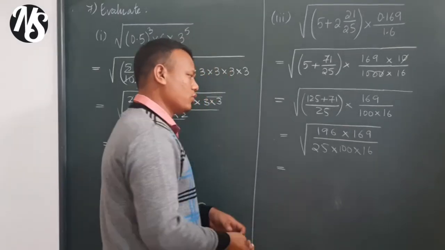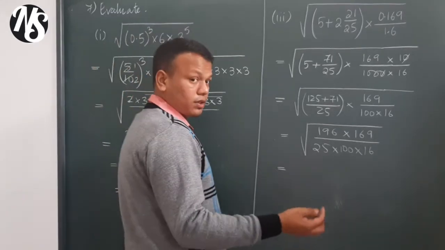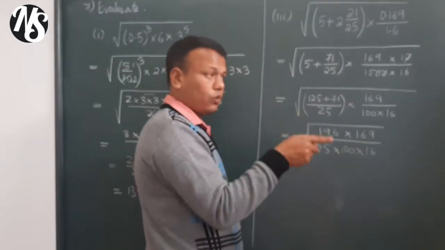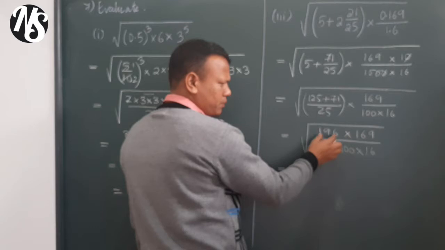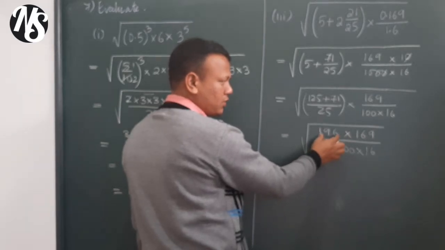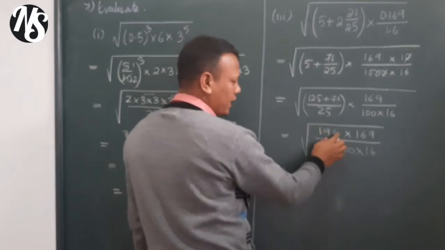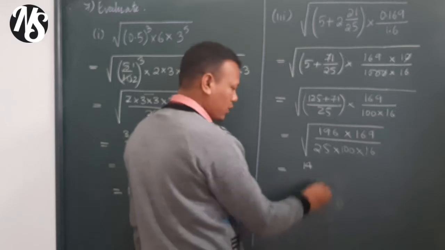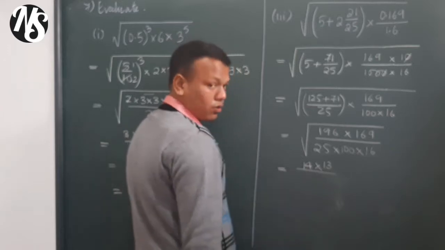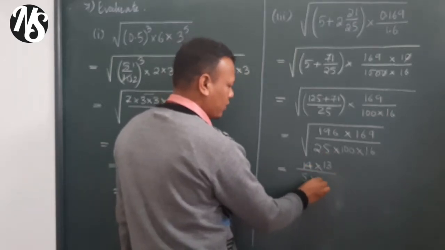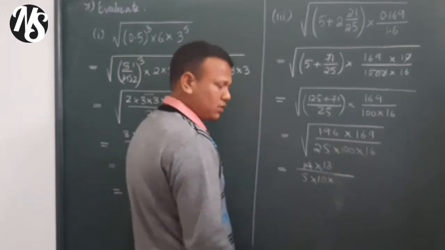Or else what you can do is, if you want to factorize in this way, that also can be done. Okay, or else if you know the list of squares from 1 to 30, you see 14 square is 196, isn't it? So square root of 196 is going to be 14, okay, into square root of 169 is 13, okay, so square root of 25 is 5, square root of 100 is 10, and square root of 16 is 4.